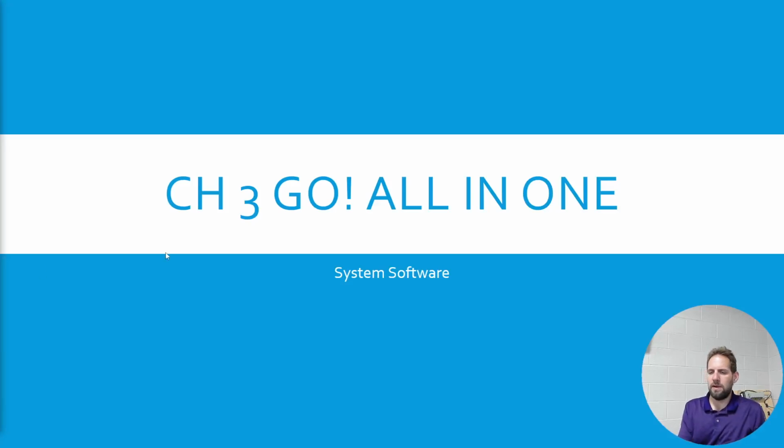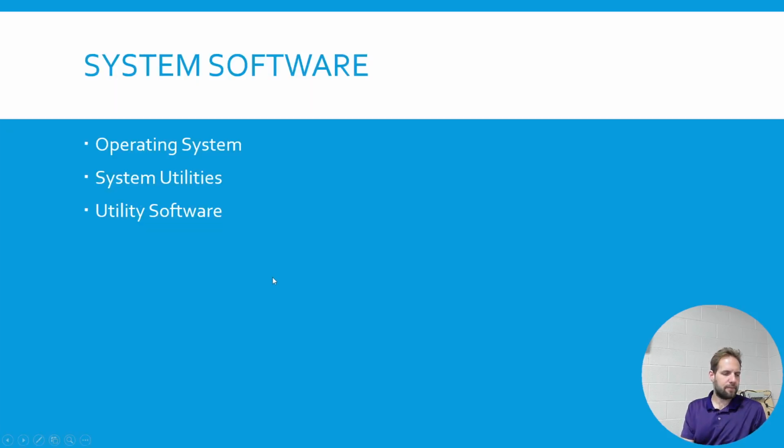So this week we're going to be talking about Chapter 3, which is System Software. There are three big parts of system software. We have the operating system itself, and its job is to manage the system resources and provide an interface for you to communicate with hardware and other software.